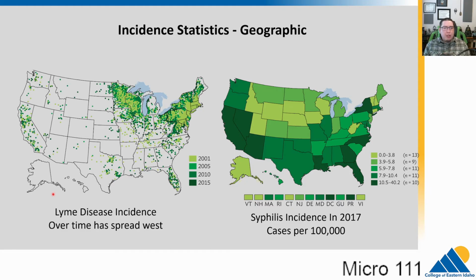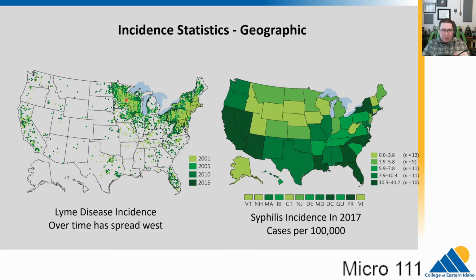I also mentioned that graphing or representing data is critical to epidemiology. Here we can see two figures. We have the United States, and in this case, we're looking at Lyme disease incidence over time. So in 2001, any cases that occurred, we color them light green. As the years go on, we look at darker green.